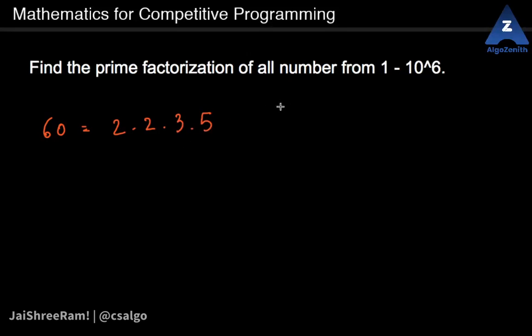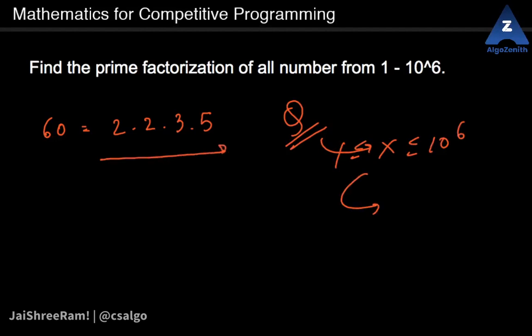So let's say we want to find prime factorization for all the numbers from 1 to 10 to the power 6, or let's say there would be q queries. In each query you will get an x in the range 1 to 10 to the power 6, and you need to print the prime factorization of that particular number. So if x is 60, you print 2 comma 2 comma 3 comma 5 and so on.